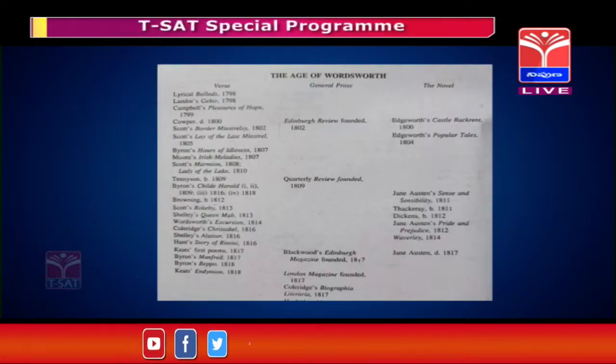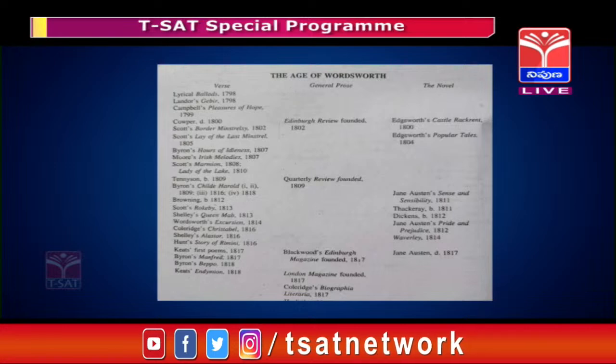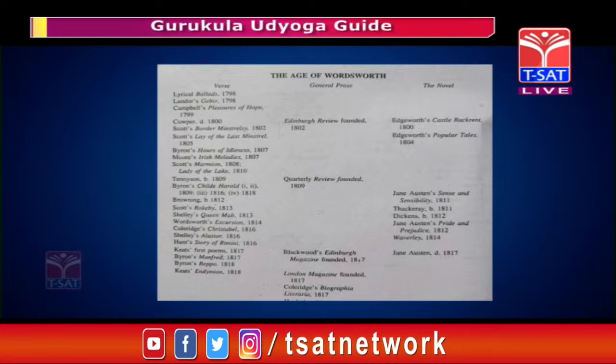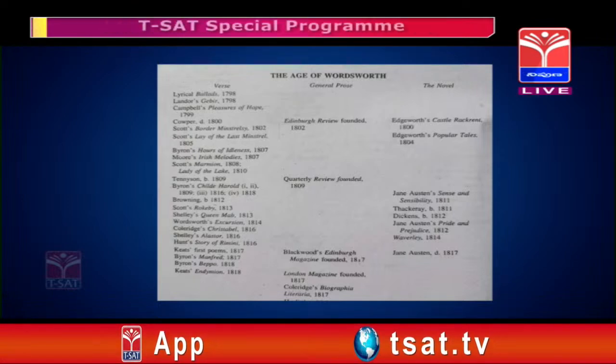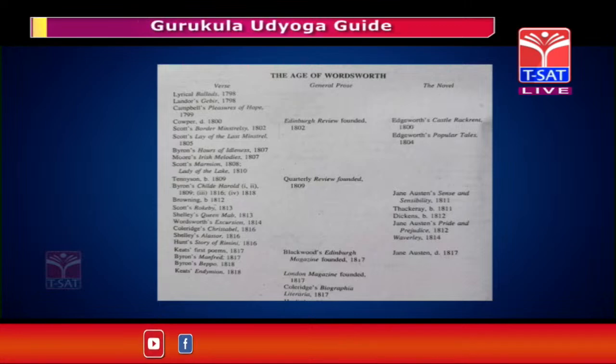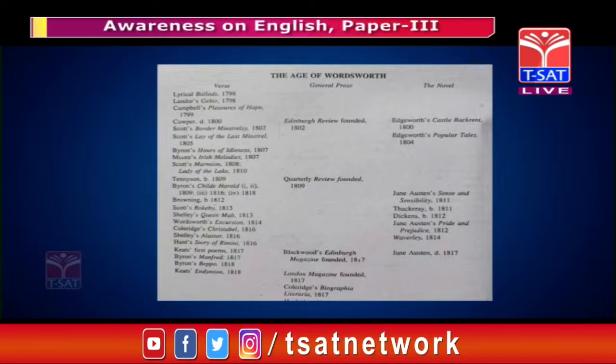This is a sample I have given you, a kind of table that you can form for yourself, and it will help you in remembering details. The title given here is the age of Wordsworth. We have 3 columns here. The first one talks about verse, and the titles are given and the year in which it was published.